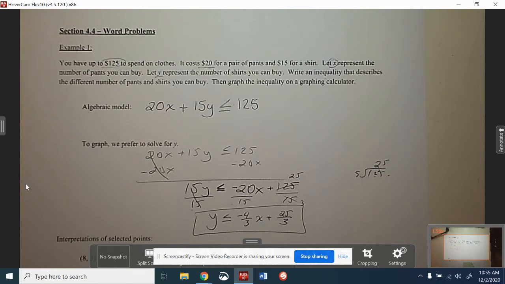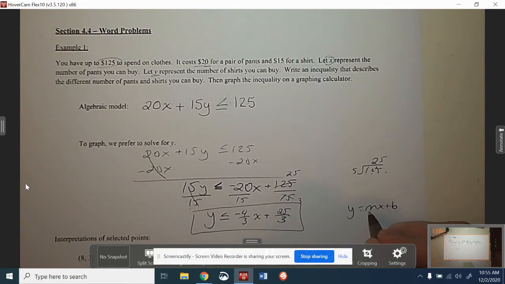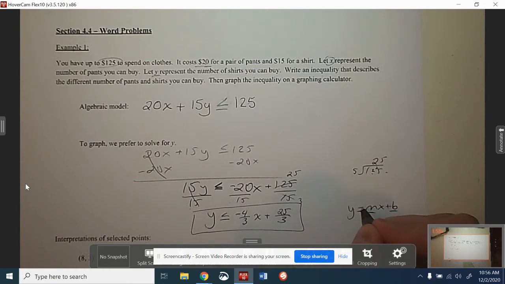What's the slope? This is the slope. And what does this represent? That would represent the y-intercept because we're in slope-intercept form, all right, where m is the slope and b is the y-intercept. Now, this is an inequality. It's not an equation. So when we go to graph, we're going to have some shading to do.